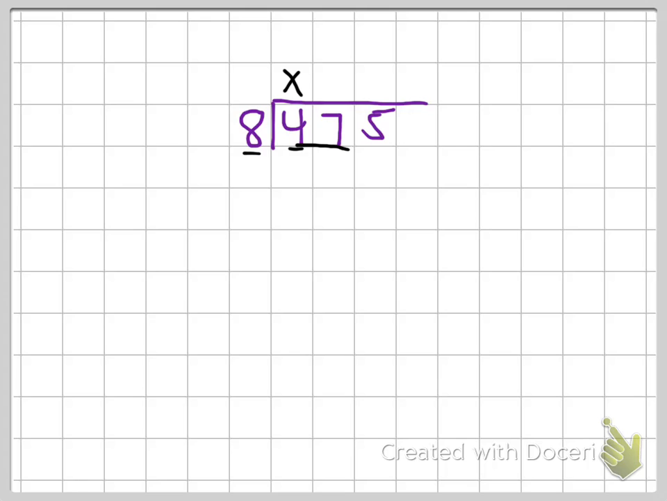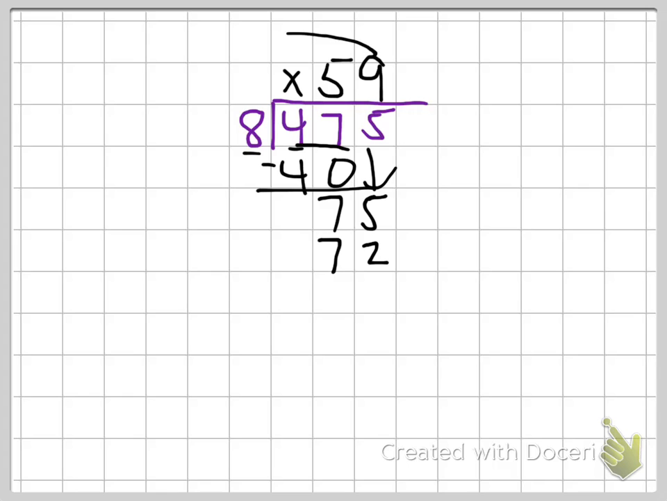I know if I have 8 groups, I would be able to put 5 tens blocks in each group. That means I am left with 7 tens blocks left over. If I have 7 tens blocks left over, I don't have enough to put 1 in each group. That's why I bring down and I regroup and I turn them into 75 ones. If I have 75 ones and I have 8 groups, I know I would be able to put 9 in each one of those groups, because 9 in each of the 8 groups equals the 72.